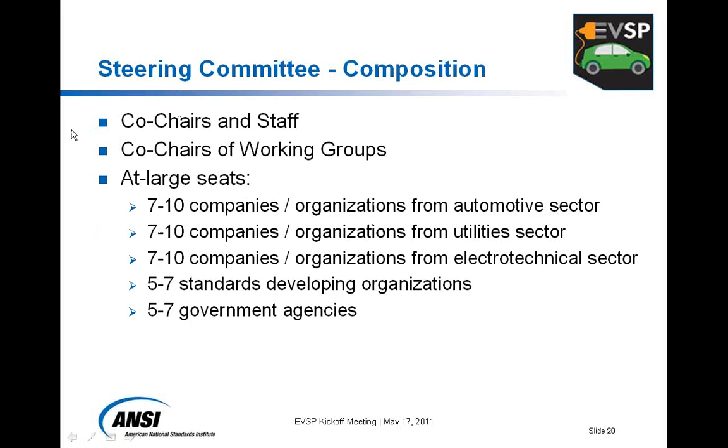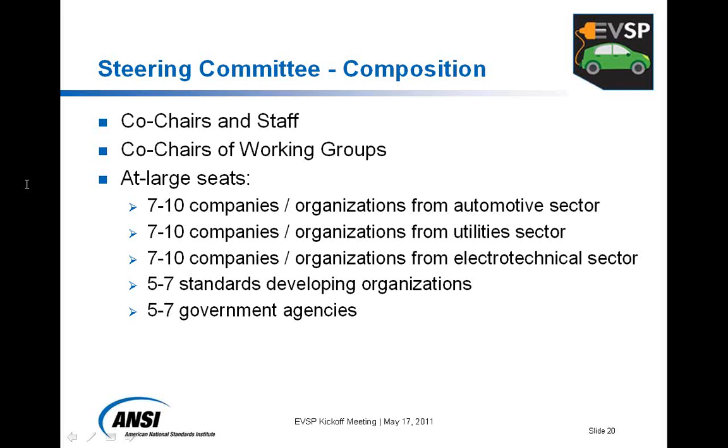It's made up of the co-chairs as well as the staff. The co-chairs of the working groups are members of the steering committee. And then we've created a series of at-large seats. Those at-large seats are intended to get representation from the various sectors within the EV chain, if you will. So 7 to 10 companies or organizations from the automotive sector, and 7 to 10 from the utility sector. So you've got the supply end and the consumption end, if you will.